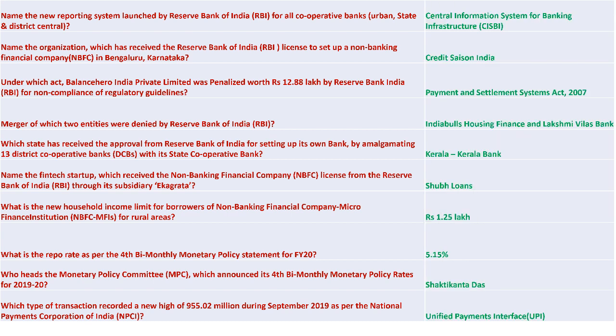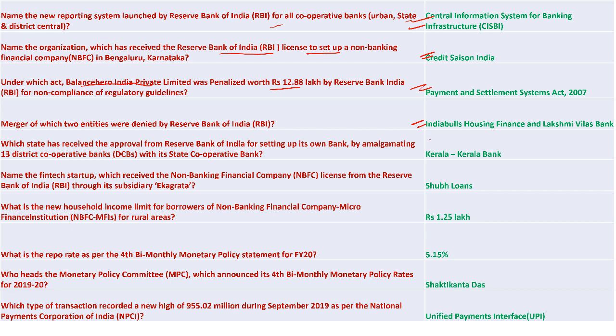Here are your answers. Name the new reporting system launched by RBI for all cooperative banks. That's Central Information System on Banking, it is CISBI. Credit Assessment India is the one which has received from RBI the license to set up an NBFC in Bangalore. Payment and Settlement Act is under which Balance Hero was penalized by 12.88 lakh by RBI.